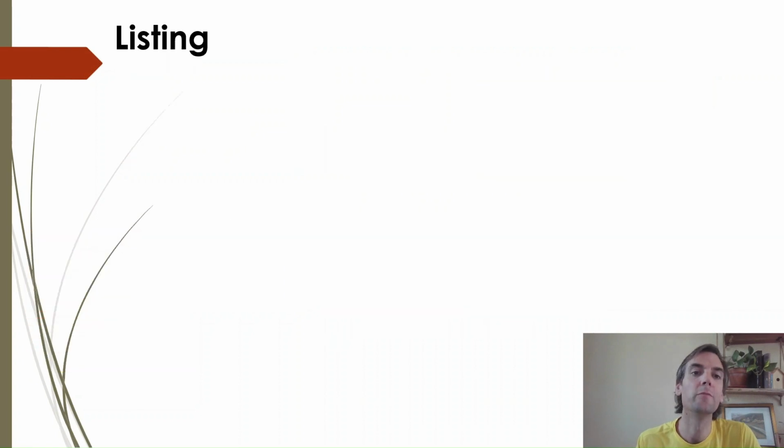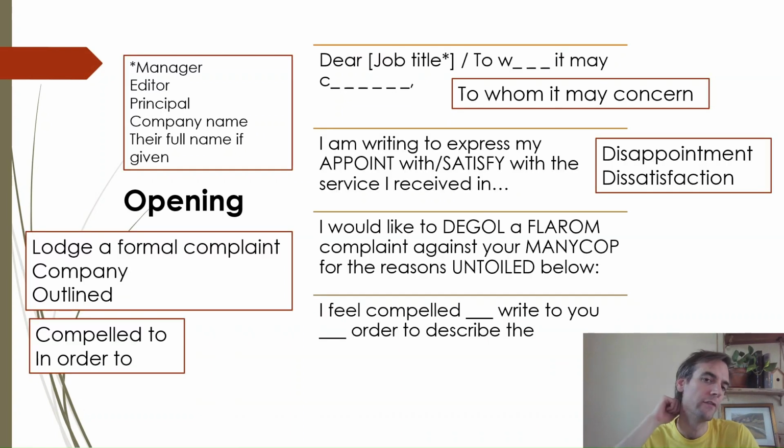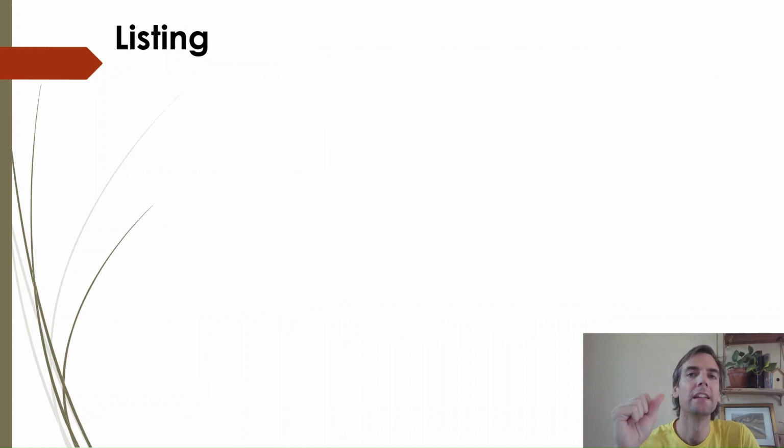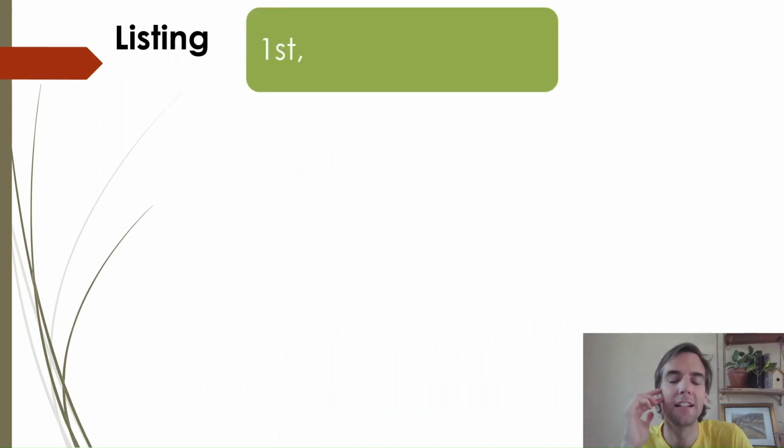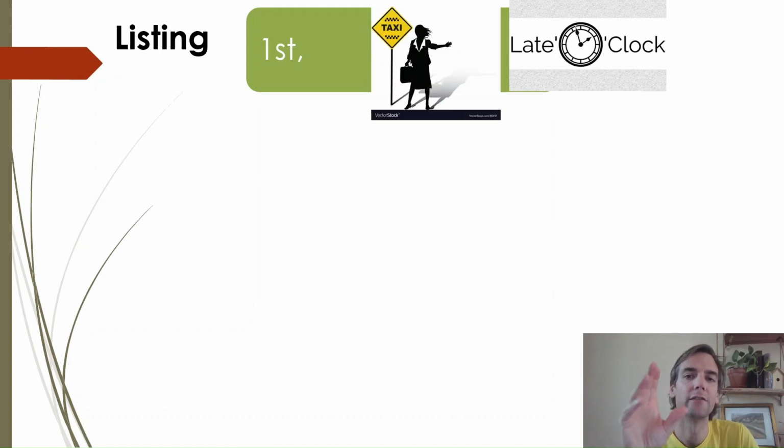So there we go. There's some opening phrases that are always going to be useful for your little introduction to your letter. Then you're going to start listing problems. So what we've got here is a little activity where we're going to say, first, this happened. I've given you an example.